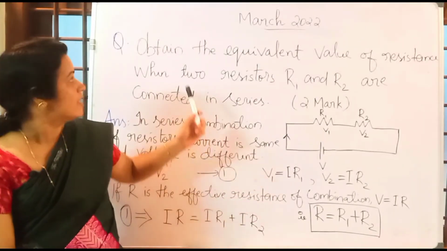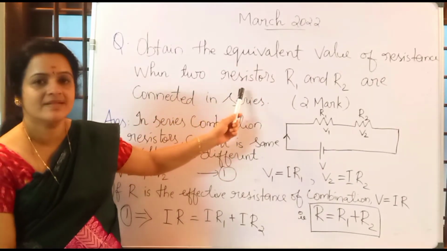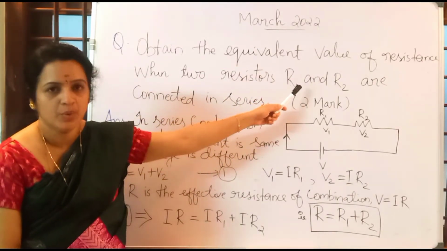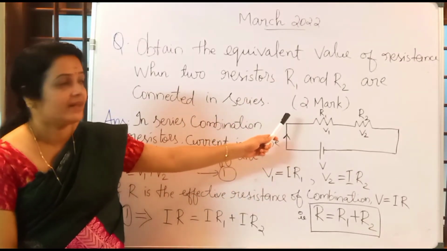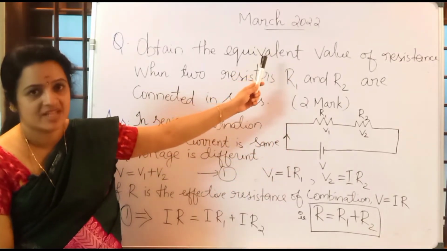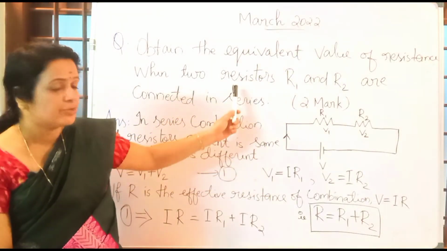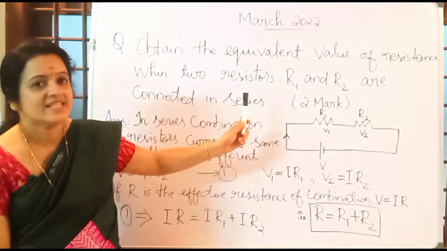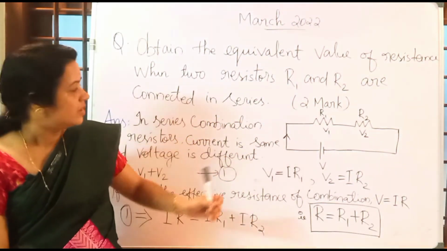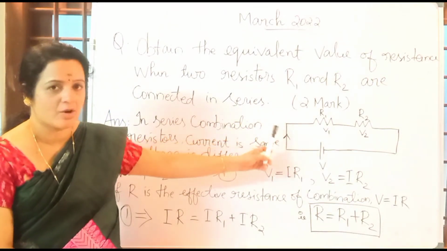The question is, obtain the equivalent value of resistance when two resistors R1 and R2 are connected in series. This is a 2-mark question and the question is from the same question paper, that is March 2022. So here we have to derive the equation for the equivalent resistance of series combination. Right. So how can we derive the equation for series combination?